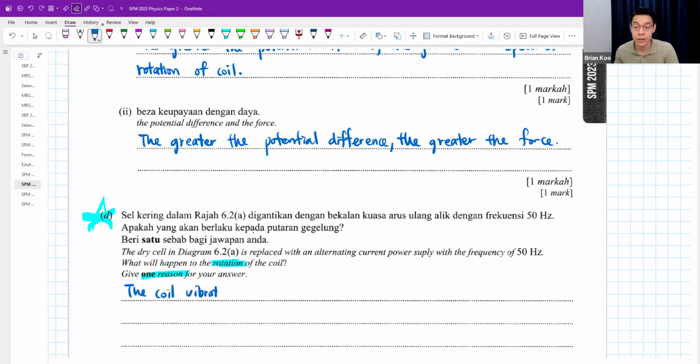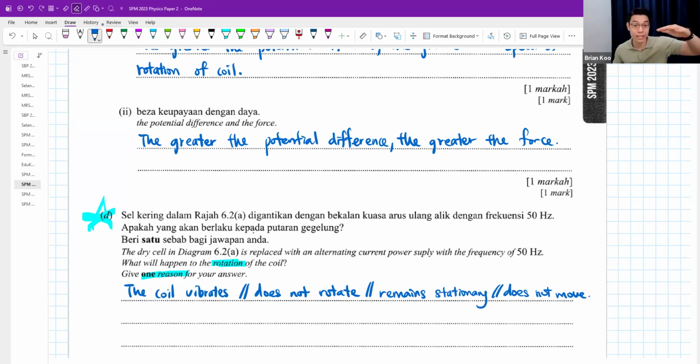The coil vibrates. Or the coil does not rotate. Okay. Or the coil remains stationary also can. Does not move also can. Or you want to add and be more specific, vibrates on the spot. Like it doesn't move, you just vibrate like that. Because it got the force up, down, up, down.